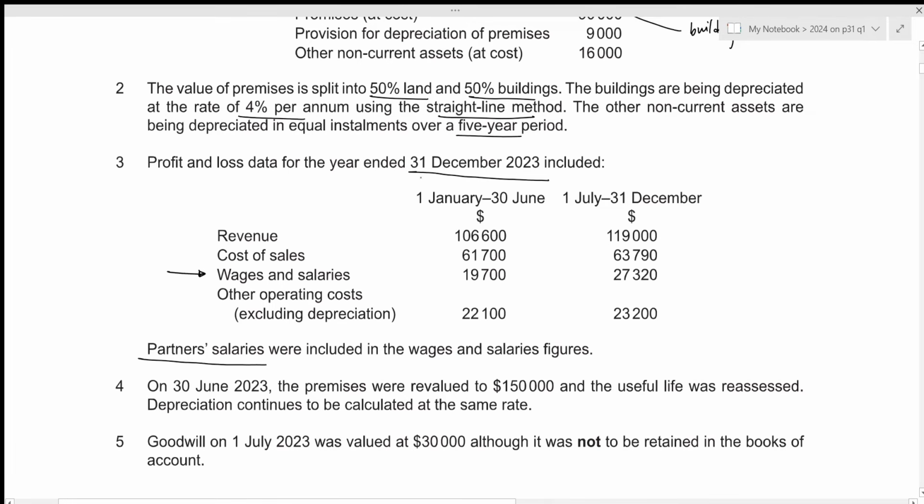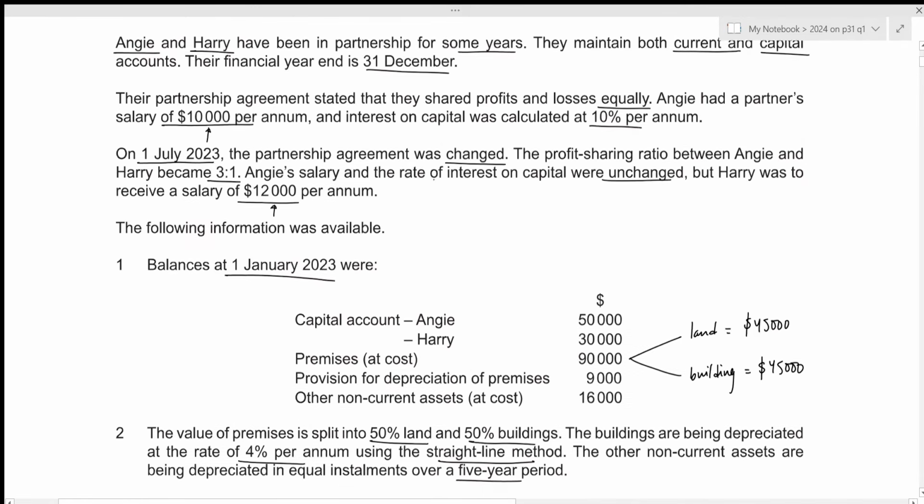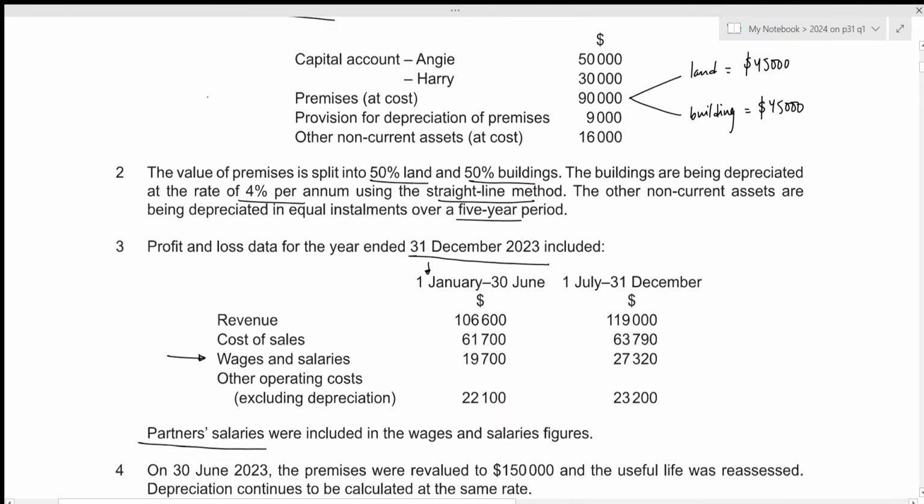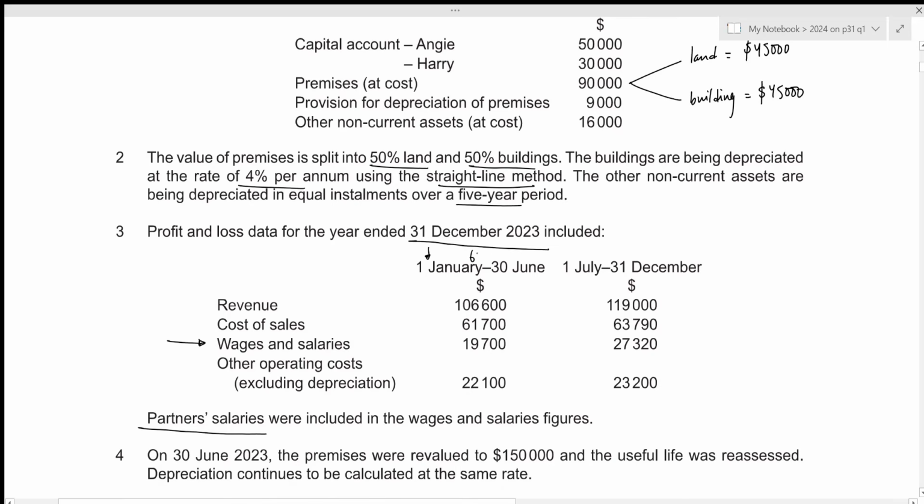For the first half of the year, we operated under the previous partnership agreement, which stated that only Angie was to receive the salary of 10,000 per annum. And for this period, we're only talking about 6 months. So if 10,000 is being paid for 12 months, for 6 months, we will only pay 5,000. So we need to subtract the 5,000 here. So our correct wages and salaries will be 19,700 minus 5,000, which results in the value of 14,700.